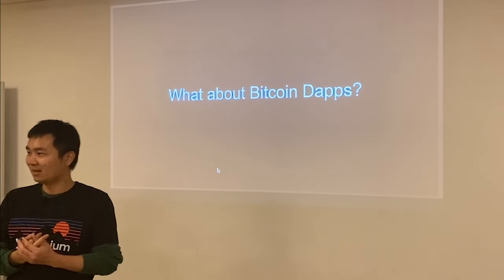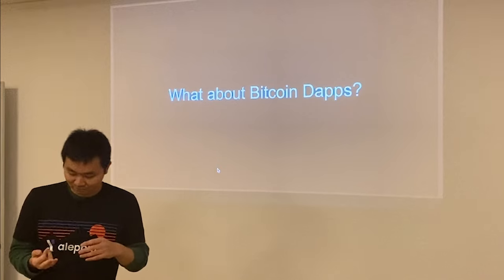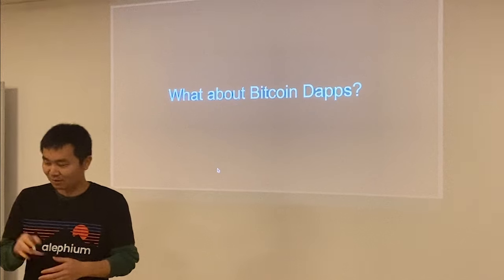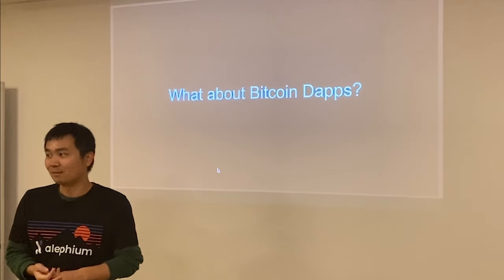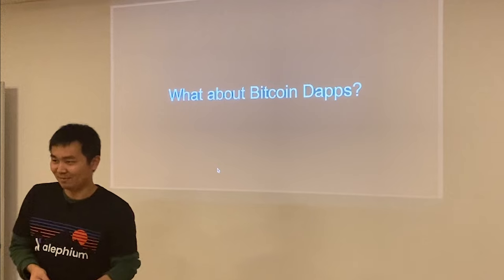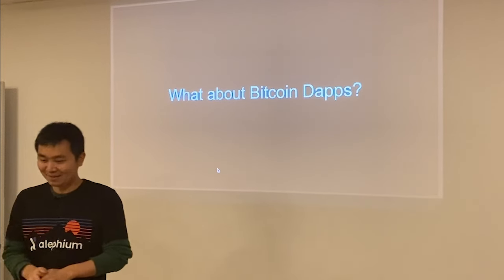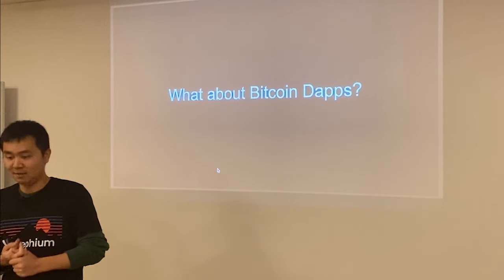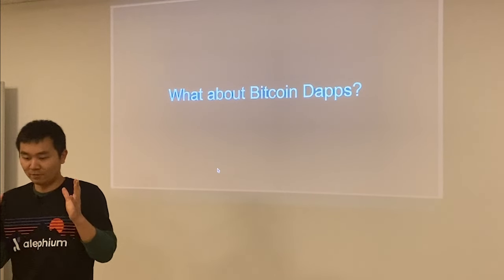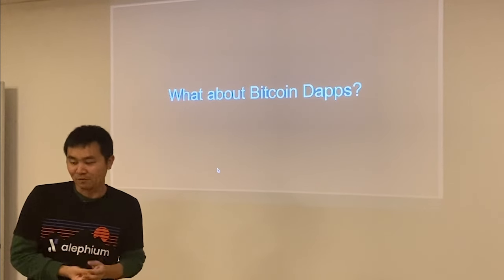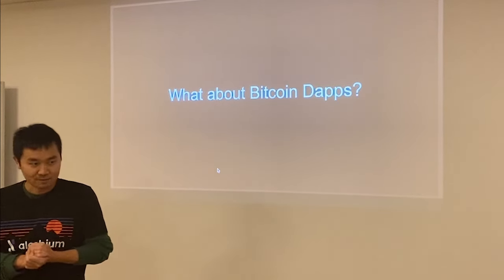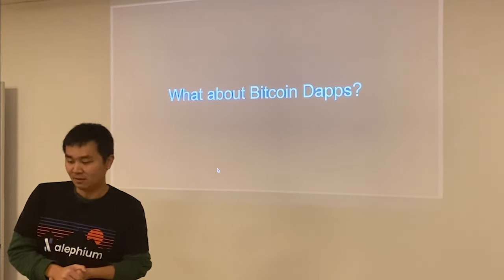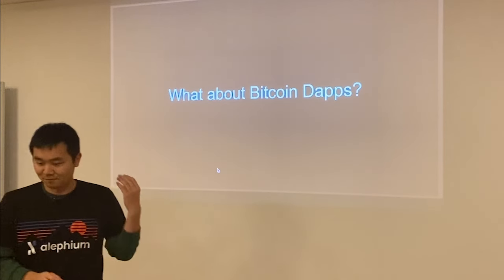Bitcoin is digital money. You don't need to have, for example, a social network on Bitcoin or some meme coin on Bitcoin. It's fun to have, but maybe not necessary for the long term. But still, there could be some interesting use cases of dApps on Bitcoin. For example, if you can have a stablecoin, if you can have a DEX on Bitcoin, that would be cool, at least for me.